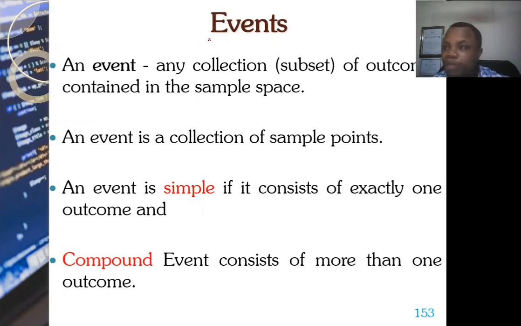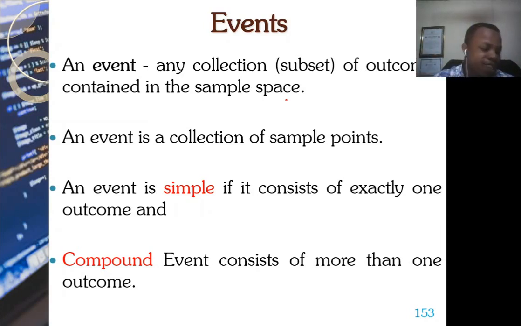Also, another popular terminology is the word event. An event is a collection of subsets of outcomes contained in the sample space. Once we pick a sample space, any subset, you do remember your sets, that is any of the outcomes within the sample space, if we select any of them to be our subset, then that happens to be an event. So events are all about a collection of the sample points within the sample space.